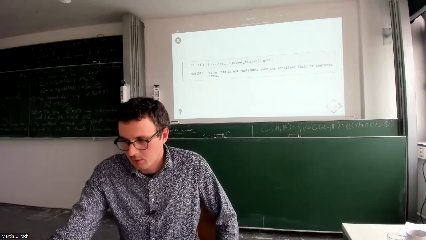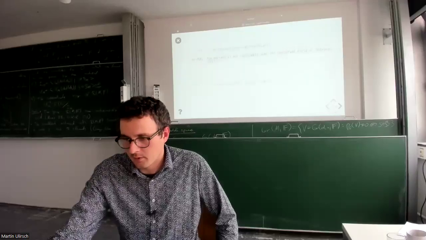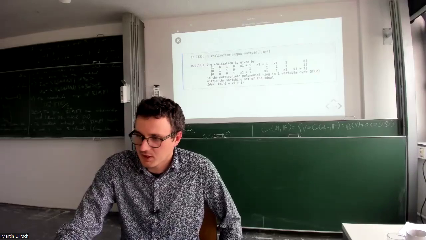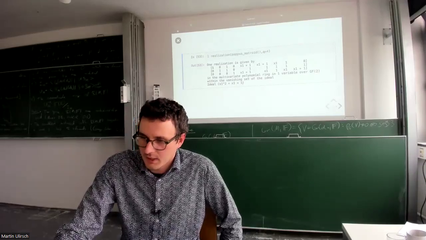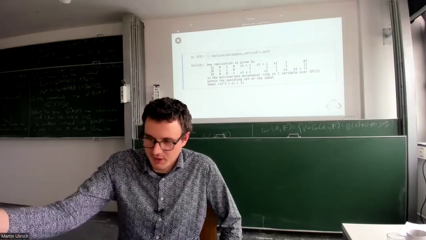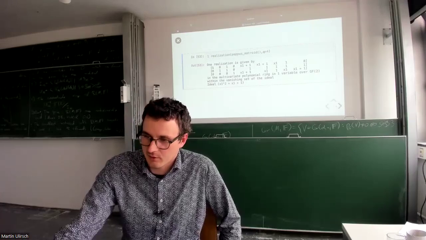So maybe we try again with a larger field, so maybe F4. And here indeed we find a realization in F4, where we take the field extension defined by that irreducible polynomial, and this gives us the realization of the Pappus matroid in F4.